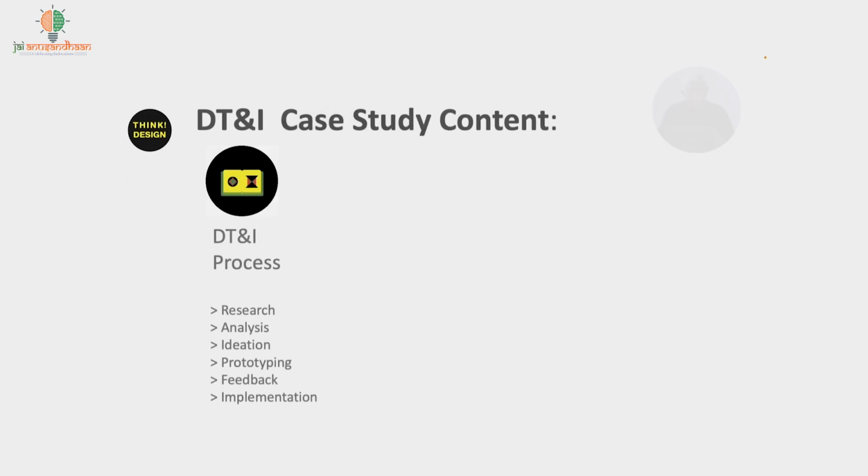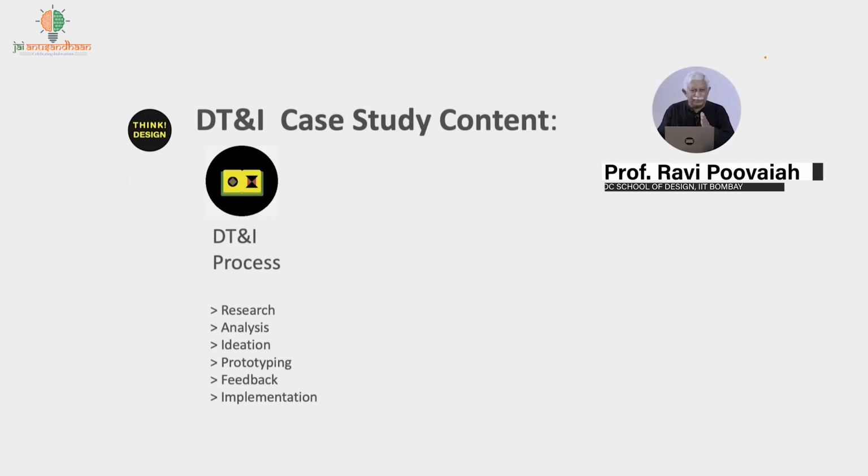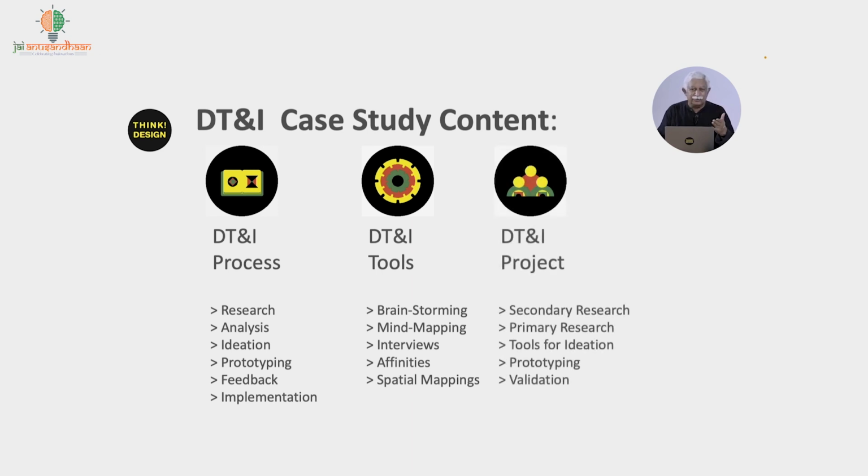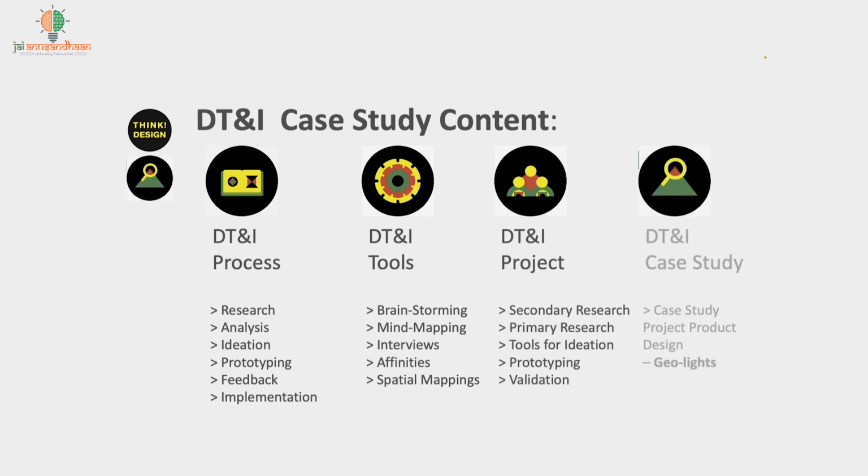So, let us have a look at geolites. The case study has gone through all the processes. It started with research, analysis, ideation, prototyping, feedback and implementation. It also used all the techniques of brainstorming, mind mapping, interviews, affinities, spatial mappings. Did secondary research followed by primary research, tools for ideation, prototyping and validation, and then we look at now the case study on geolites.